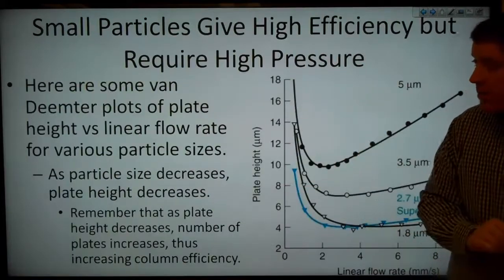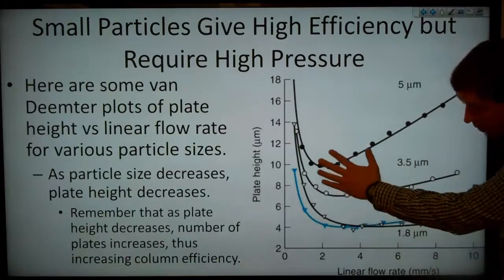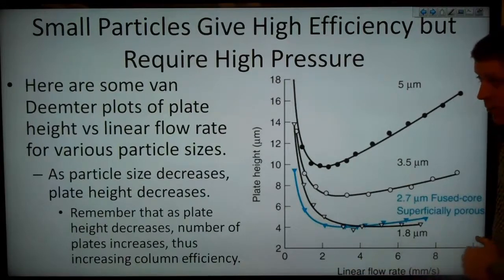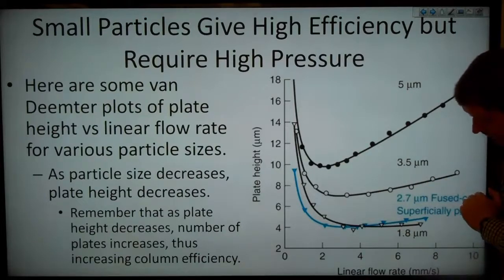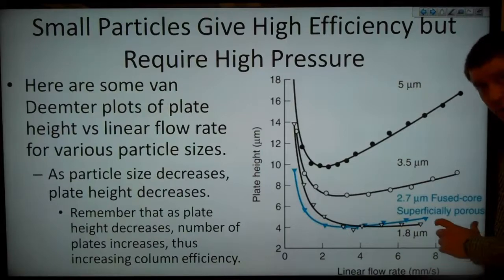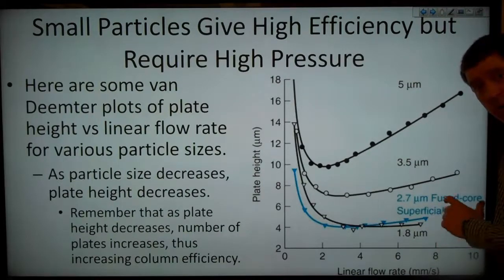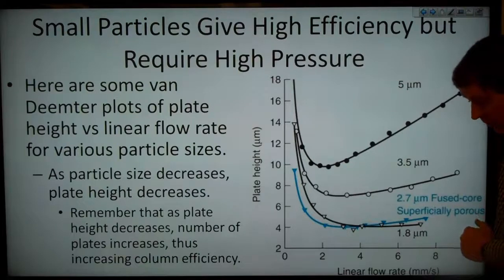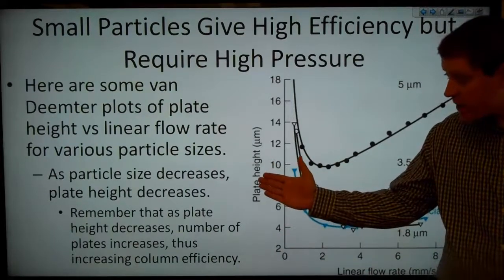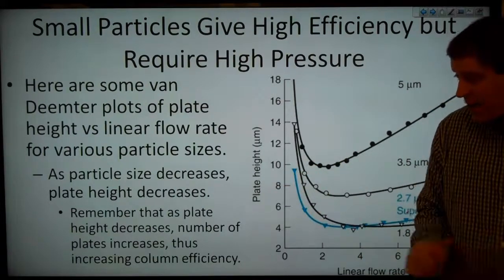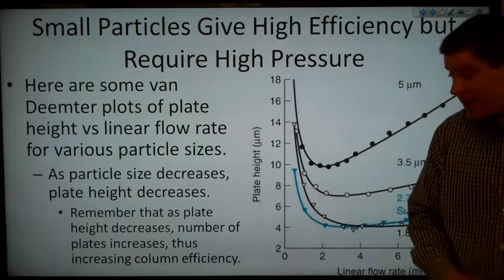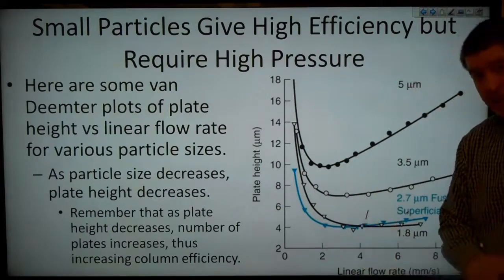So here are some Van Deemter plots of plate height versus the linear flow rate for various particle sizes. We've got 5 micron here, 3.5 microns there. We have 1.8 microns here, or 2.7 micron fused core, superficially porous. So they're solid on the inside, but they're porous on the outside of those particles. So note that as the particle size decreases, the plate height decreases. And remember that as plate height decreases, the number of plates increases, thus increasing the column efficiency. So we want to be low on this axis.